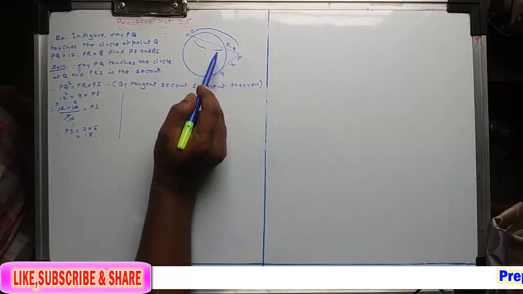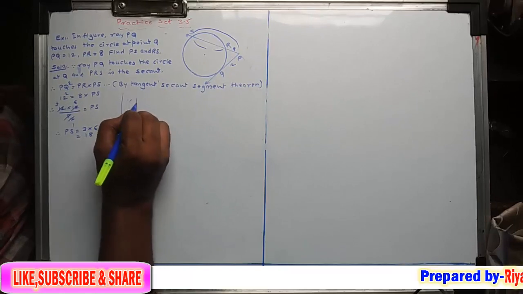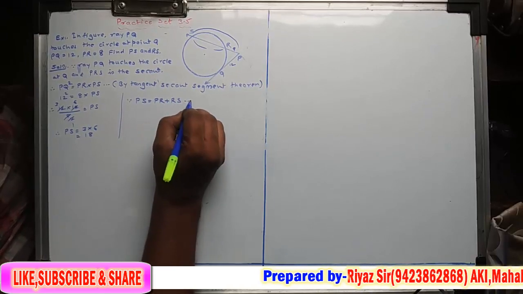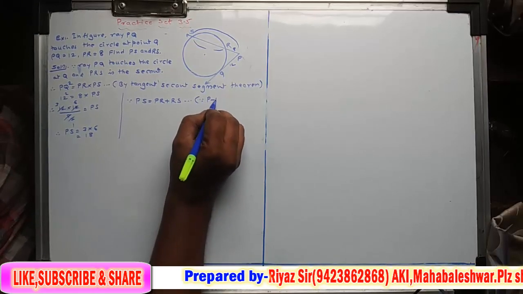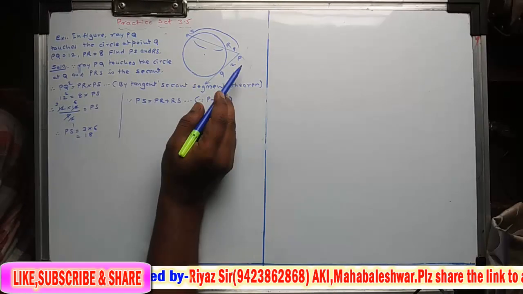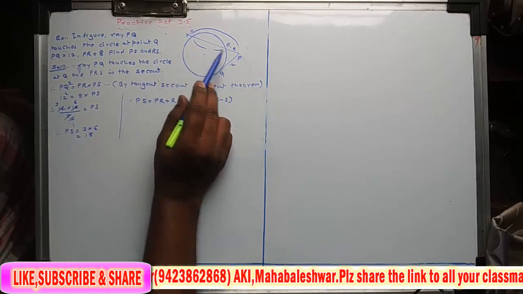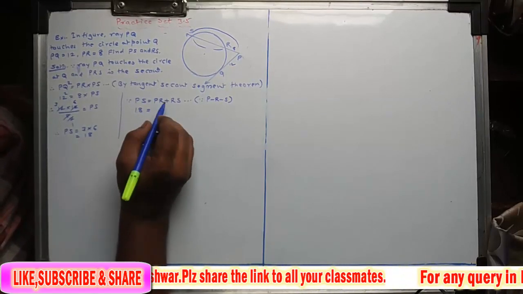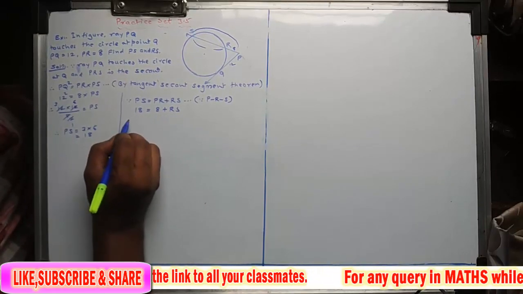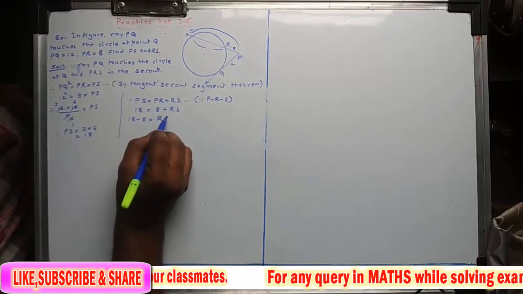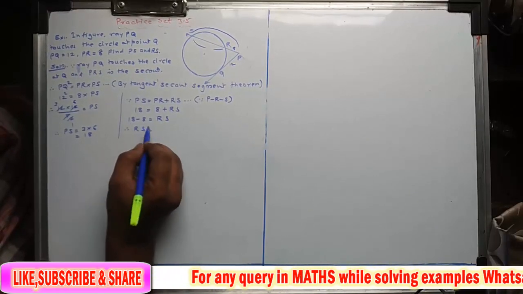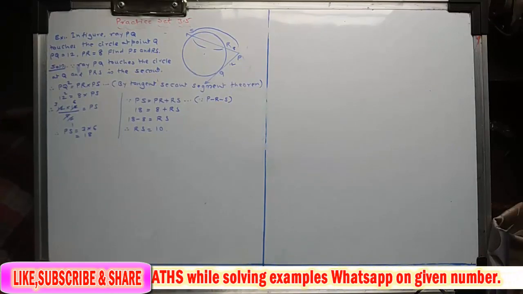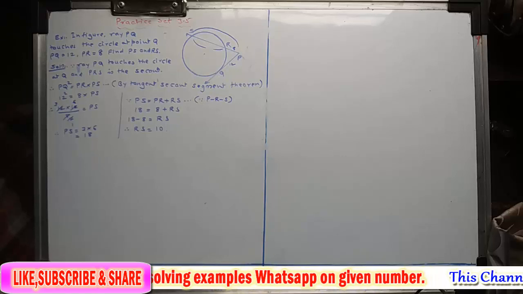Now after that we have to find RS. Since PS is nothing but PR plus RS, since P, R, S, these 3 points are collinear points, so PS we can write as PR plus RS. Now the value for PS we just calculated here. 18 is equal to PR, which is given as 8, plus RS, and therefore 18 minus 8 is equal to RS, so RS is equal to 10. Okay, so in this way you have to solve this first example from practice set 3.5.